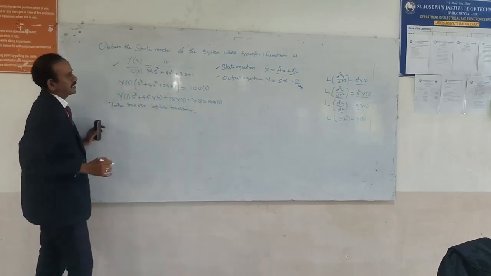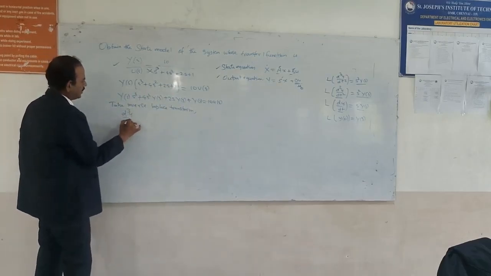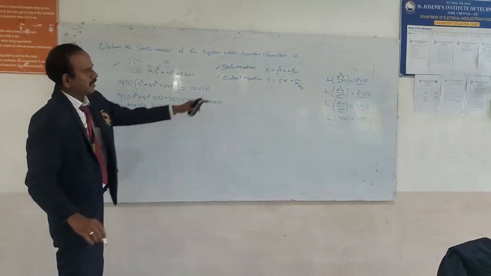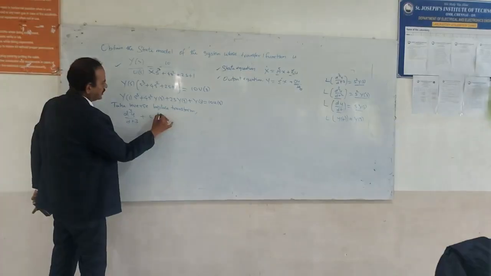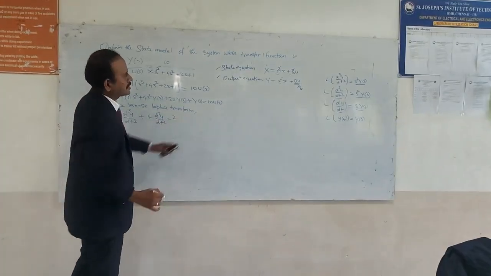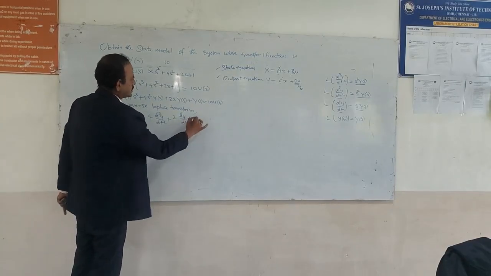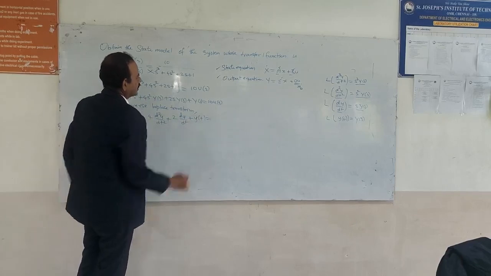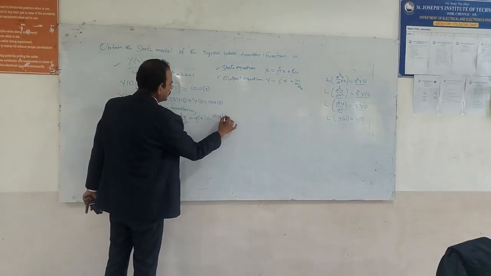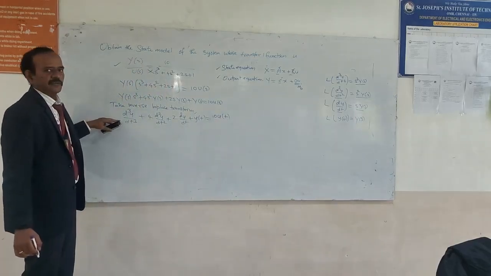So s cube Y(s), if you convert it, becomes d cube y by dt cube. Similarly, 4 is a constant, so 4 s square Y(s) converts into 4 d square y by dt square, plus 2 is a constant, so 2 s Y(s) converts into 2 dy by dt, plus Y(s), which is nothing but y(t), equal to U(s), which converts into U(t). So 10 into u(t). Now we have got the s domain converted to the time domain.